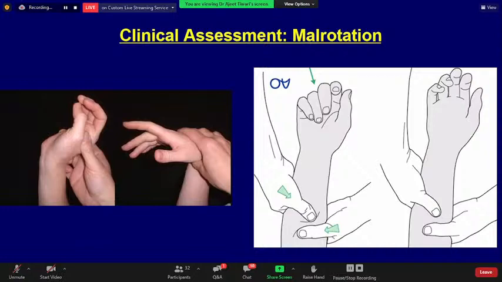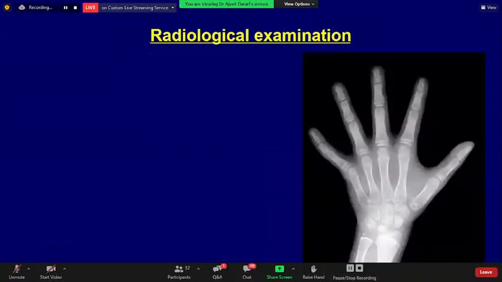So in that situation, you have to do different maneuvers to know whether there is a malrotation or not. One is called tenodesis. When you flex the wrist, the fingers get extended. Once you extend the wrist, the fingers flex. This is called the tenodesis effect, and you can check the rotation of the fingers. The other maneuver is squeezing the muscles. Once you squeeze the muscles in the forearm, all the flexors get flexed and the fingers flex, and you can assess the rotation of the finger.